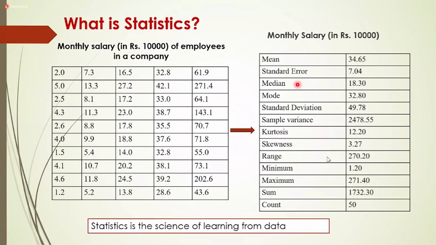Then the median. Can you tell what this median describes about the salaries of the 50 employees? What does this median say about the salary of the 50 employees? Because we have 50 employee salaries. What does this mean? Minimum, average, median.